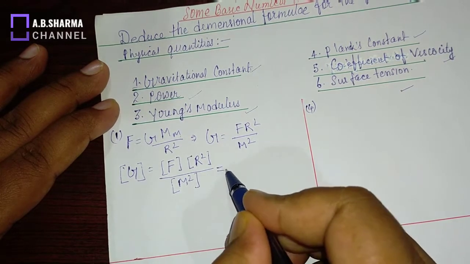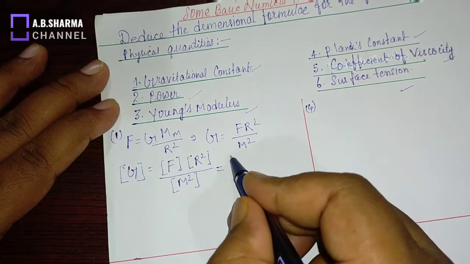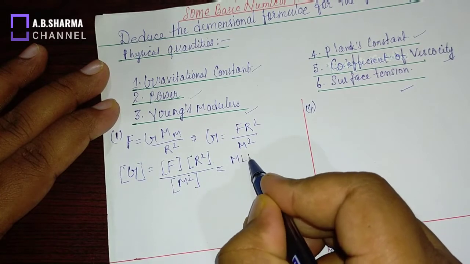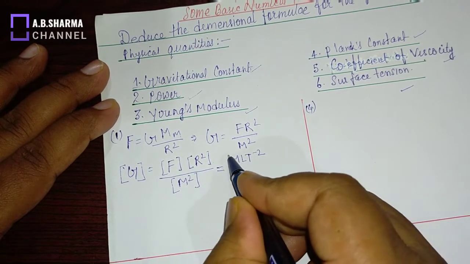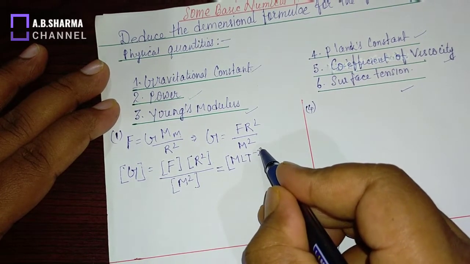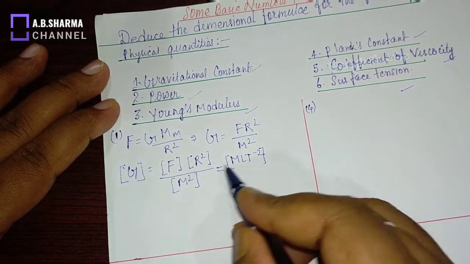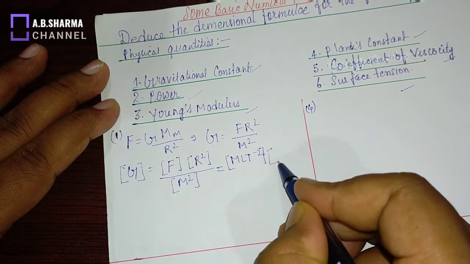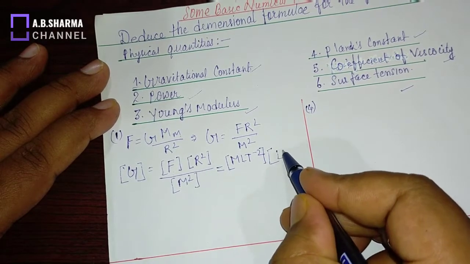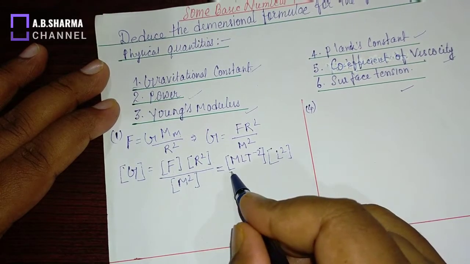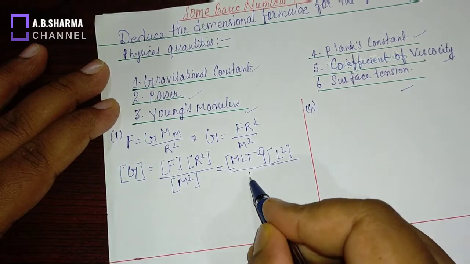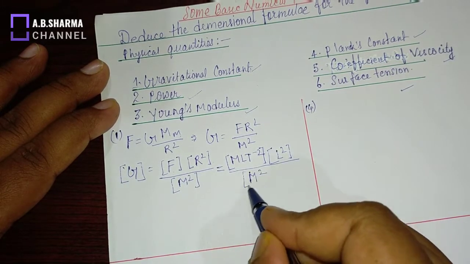Now we will write the dimension of each quantity. F equals M L T minus 2, force equals mass into acceleration. So this is the dimension of force, and r is the length, so this will be L to the power 2, and this is M.